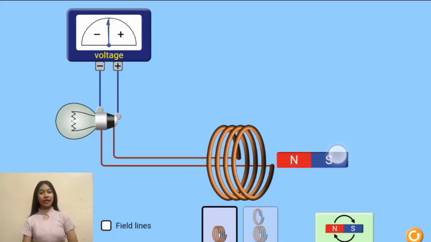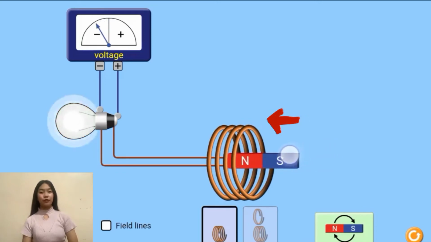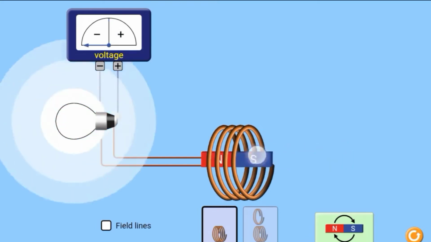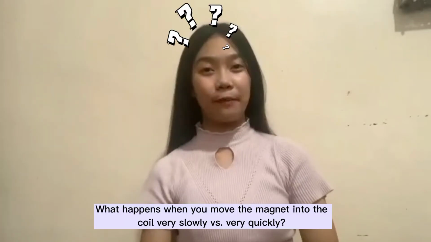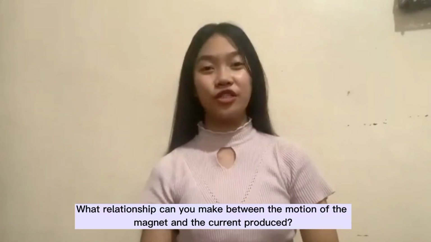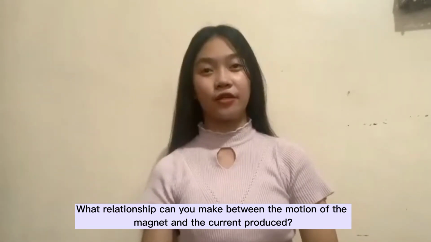Move the magnet into the right side of the coil very slowly. Repeat with moving the magnet into the coil very quickly and notice what happens to the light bulb and the voltmeter. Based on the demonstration that was shown, what happens when you move the magnet into the coil very slowly versus very quickly? What relationship can you make between the motion of the magnet and the current produced?